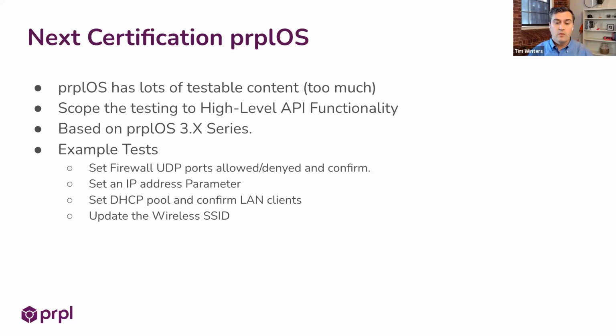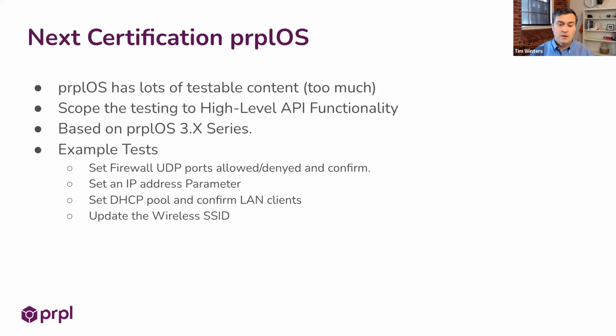One of the things we thought we would start with to help us scope this testing as a certification working group, we talked about this, and we're going to scope the testing to high-level API functionality. So what do I mean by that? What I mean by high-level API functionality is we're going to take those data model parameters that we verified that they exist.